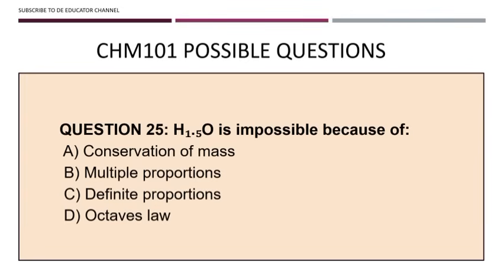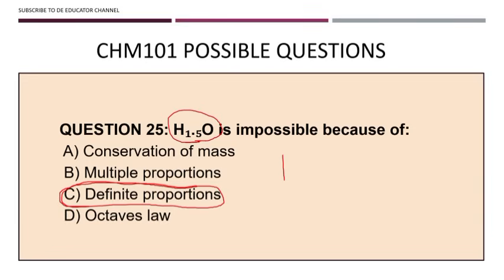Next question. H 1.50 is impossible because, all right, have you seen any equation where you will see something like 1.5, 2.5 as the subscript? There's nothing like that. It is always a whole number. So now the question is, which law is that? The law is definite proportion. Remember, definite proportion says that any elements that are combined together, they combine in a fixed whole number ratio.